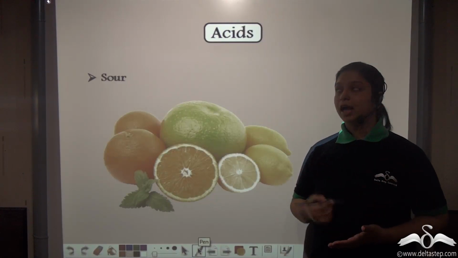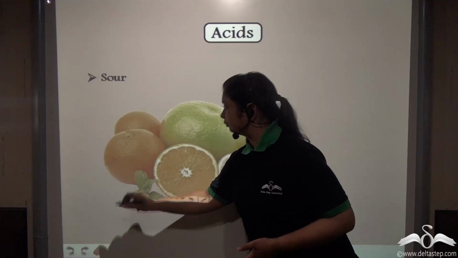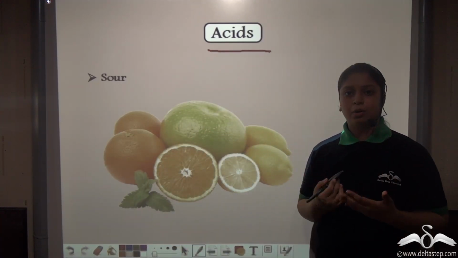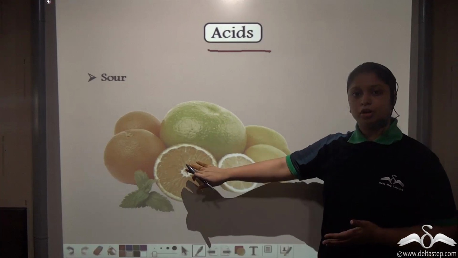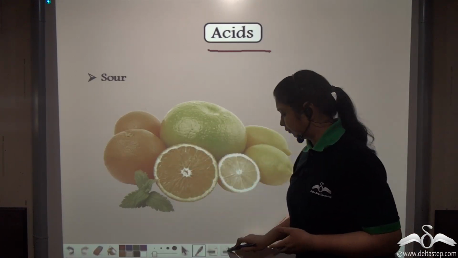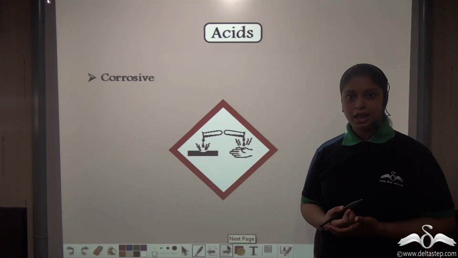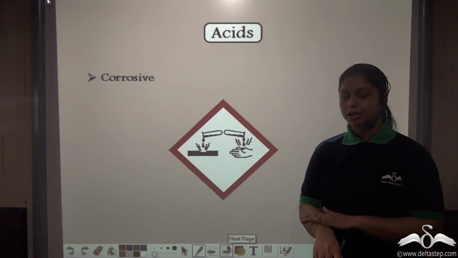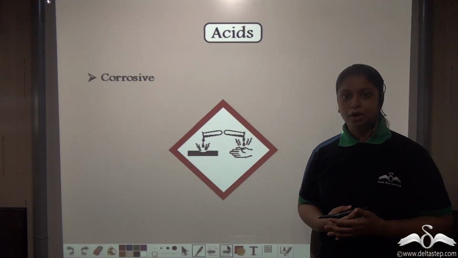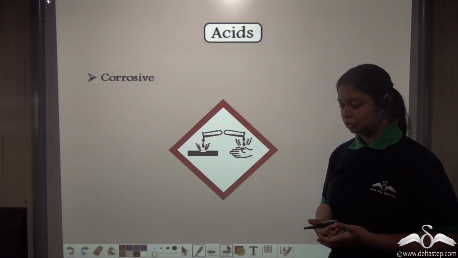What is the first thing that comes to your mind when you hear the word acid? Acids are something which is very sour in taste, like that of the oranges and the lemons, which also contain acid. Acids are also corrosive in nature. That is, if it comes in contact with your skin in the pure form, it might cause burns, or if it falls on the floor, it might cause bleaching. So, acids are corrosive in nature.